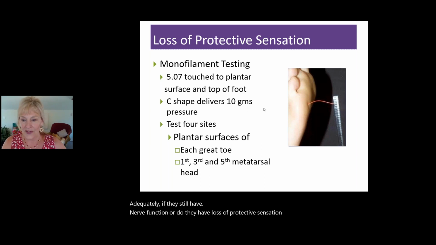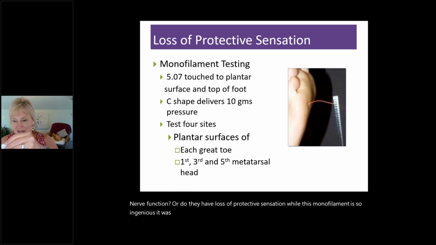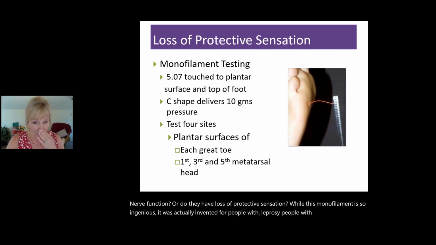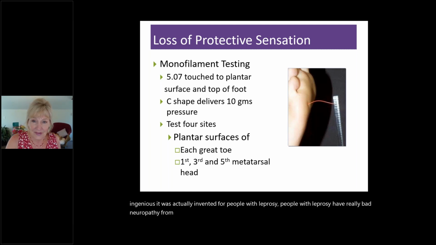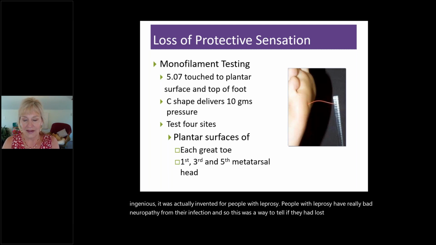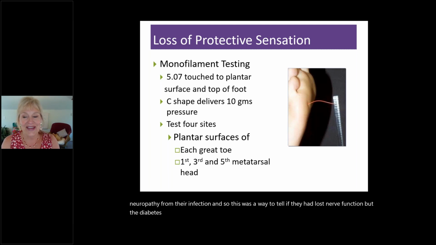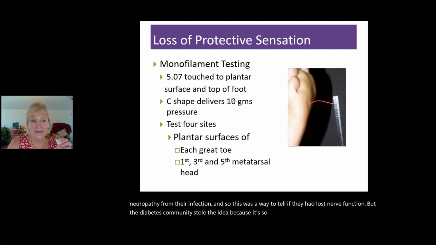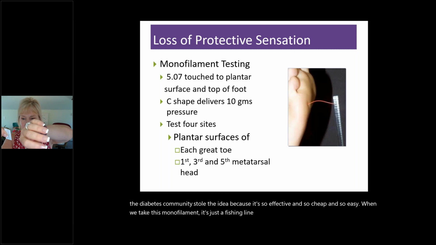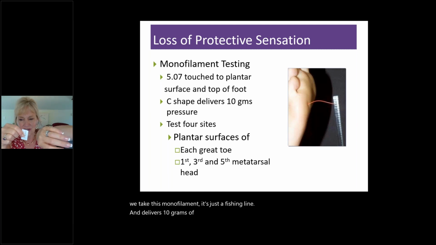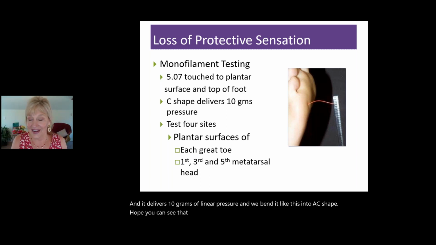Well, this monofilament is so ingenious. It was actually invented for people with leprosy. People with leprosy have really bad neuropathy from their infection. And so this was a way to tell if they had lost nerve function. But the diabetes community stole the idea because it's so effective and so cheap and so easy. When we take this monofilament, it's just a fishing line, and it delivers 10 grams of linear pressure. And we bend it like this into a C shape. I hope you can see that. That delivers 10 grams of pressure.